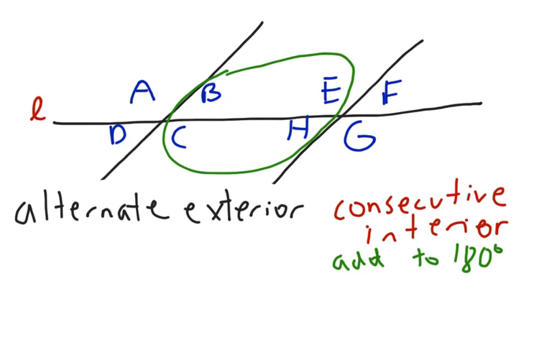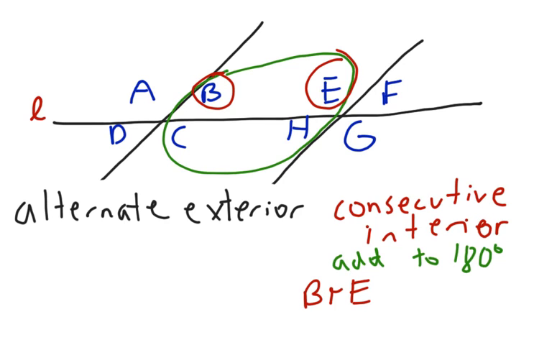And the ones that are consecutive, they're not going to alternate. They're going to be on the same side of the transversal. So consecutive means next to each other on that transversal. So they're on the same side. And I'm looking at angle B, and the consecutive interior with that would be angle E. So they're going to add up to 180.